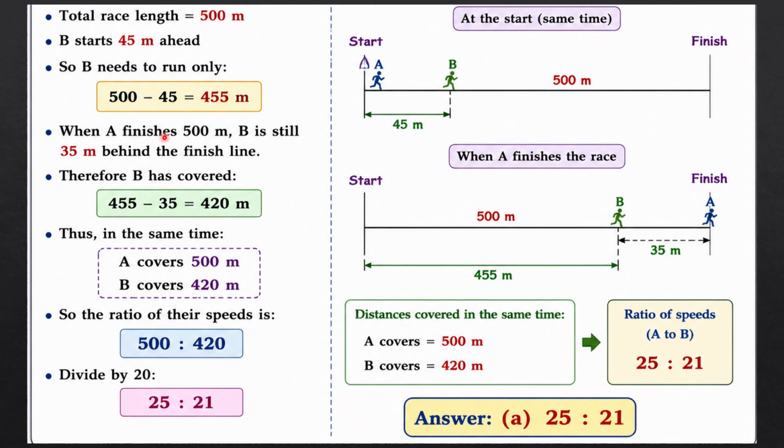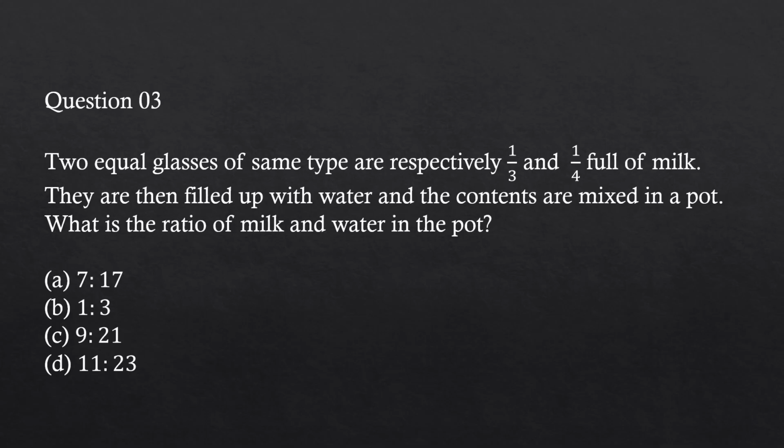So you can practice this kind of question, it may be asked again by UPSC in the CSAT examination. Question number 3. Two equal glasses of the same type are respectively 1/3 and 1/4 full of milk. They are then filled up with water and then the contents are mixed in a pot. What is the ratio of milk and water in the pot? And we have options. Now we'll see the solution.